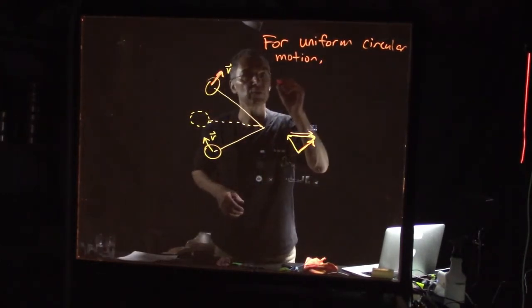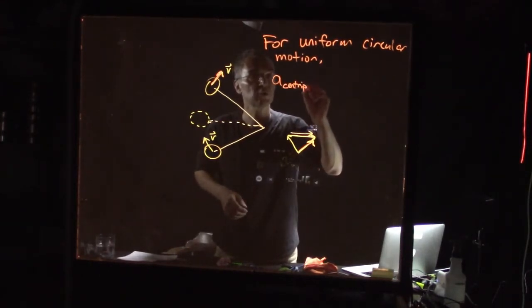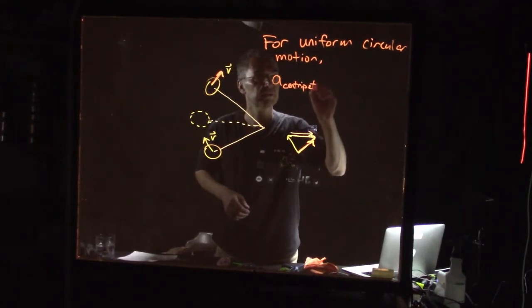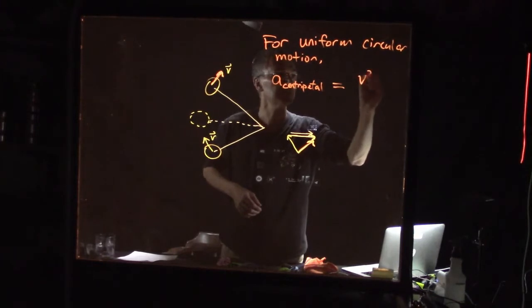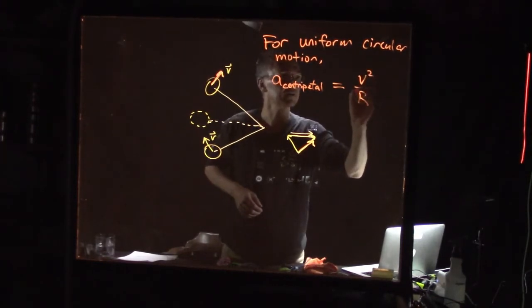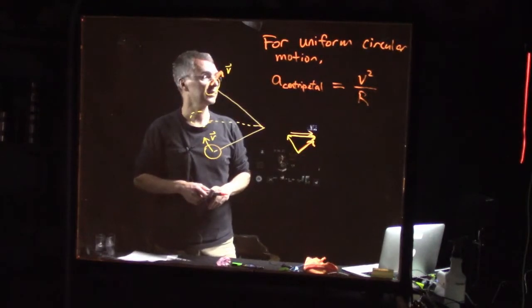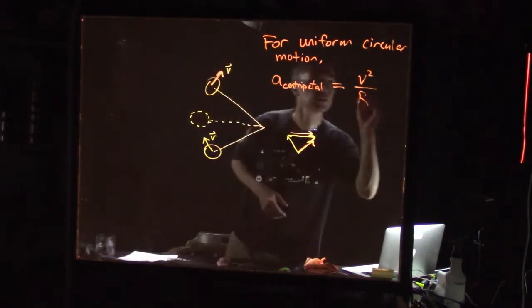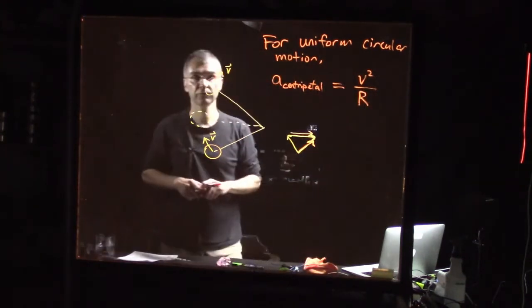the centripetal acceleration, centripetal means toward the center, equals v squared over r, where r is the radius of curvature of the circle, and v is the speed.